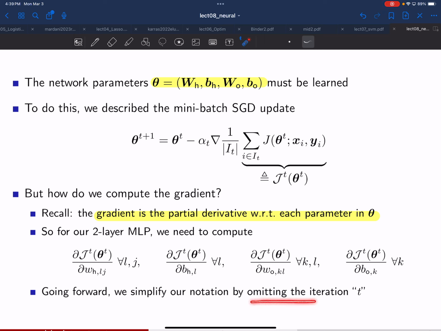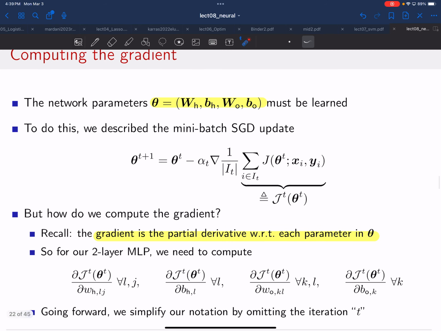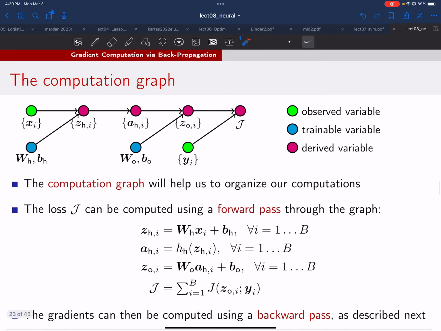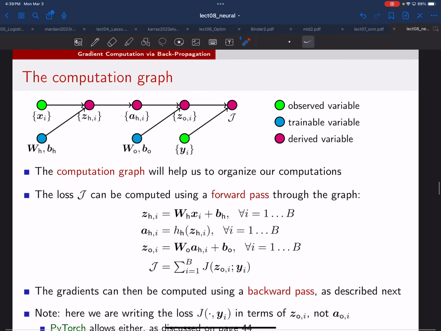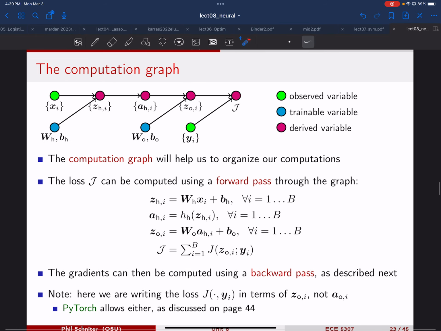And just to make the notation easier, we're going to omit the iteration index t, because we're going to do the same thing for every t, so it's not important to talk about t, really. We're going to focus on what happens in any given t. Okay, so that's where we're going. To understand and visualize things, we're going to use something called the computation graph. And the computation graph is basically just a way to depict how the different parameters in our system depend on each other.